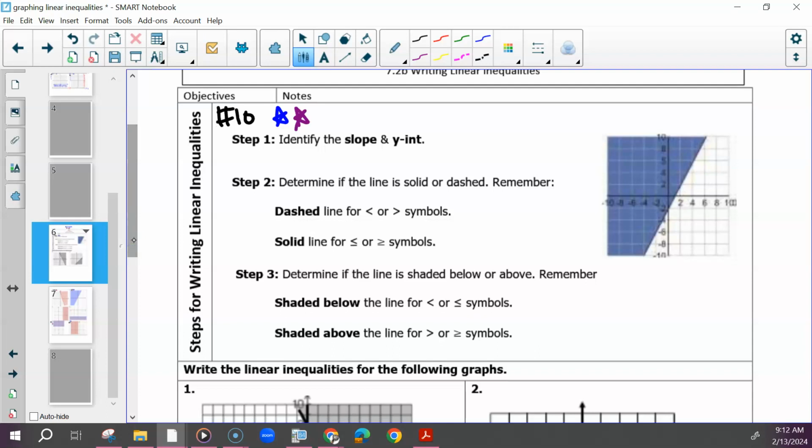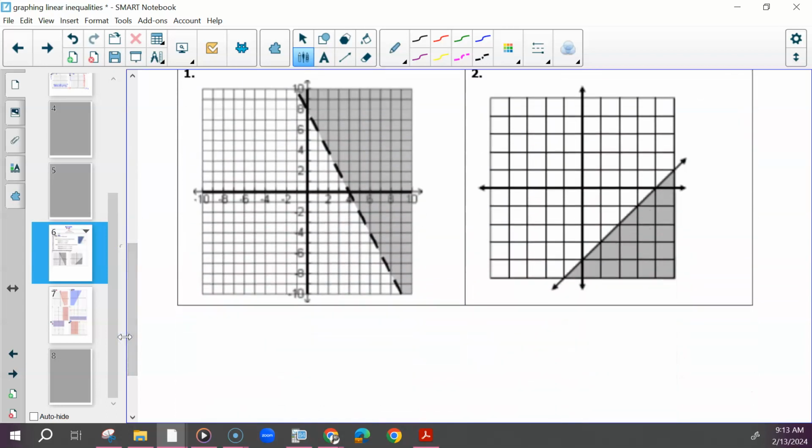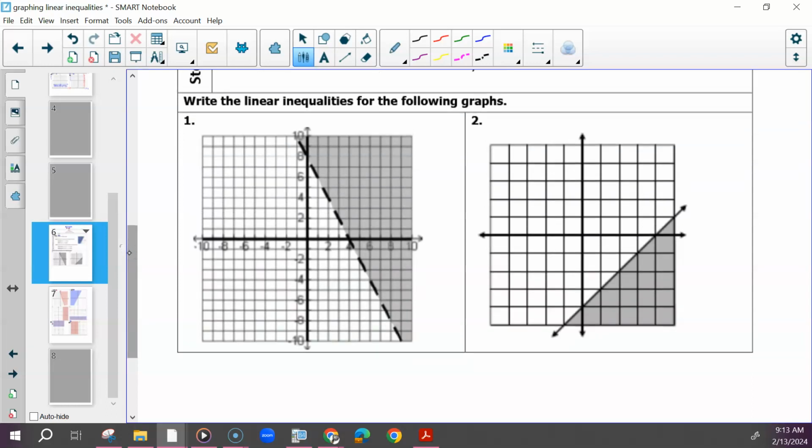Okay, and writing is just the opposite of what we were just doing. We just have to remember our rules: identify the slope and y-intercept, and determine the type of symbol based on the type of line and where it's shaded. Solid lines are easier to determine than dashed lines. But let's start with number 1. So we can find the y-intercept, it's at 8. To find the slope, we have to think of another ordered pair that would fall on this line if the dashed lines weren't there, if it was a solid line. Where is another ordered pair on this line?